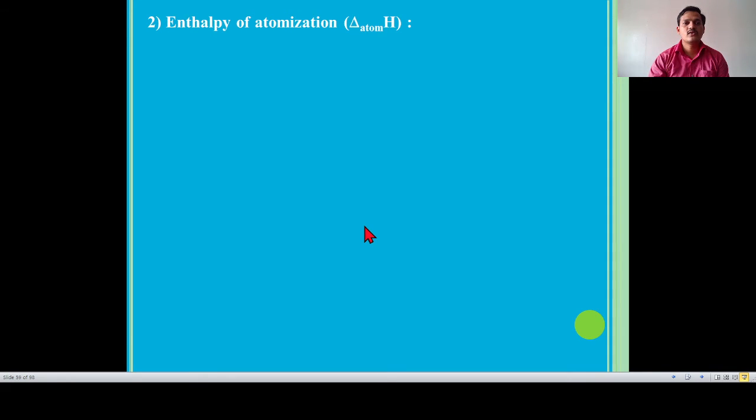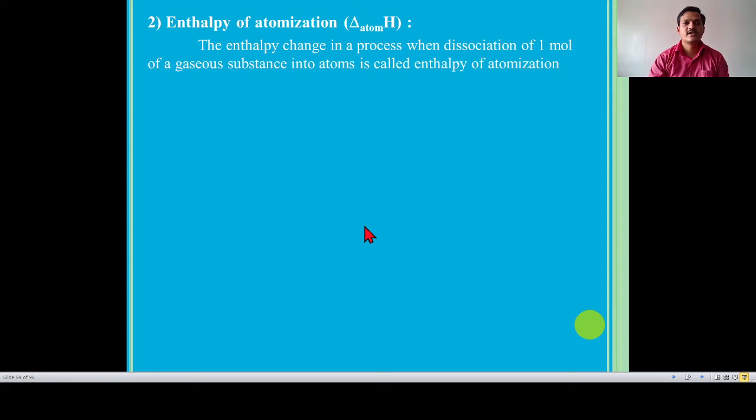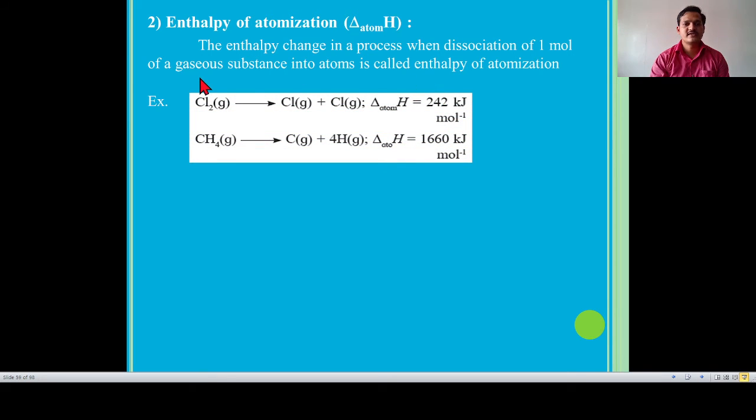Okay. Now next concept is enthalpy of atomization. Definition is enthalpy change in a process when dissociation of one mole of gaseous substance into gaseous atom is called as enthalpy of atomization. Means one mole of gaseous substance into its atom, called as enthalpy of atomization. For example, Cl2 exists in gaseous form, it is converted, dissociation means break or conversion. Cl2 is converted into its gaseous atoms, Cl plus Cl, and enthalpy change in this process is called as enthalpy of atomization. Enthalpy of atomization having a value 242 kilojoule per mole.